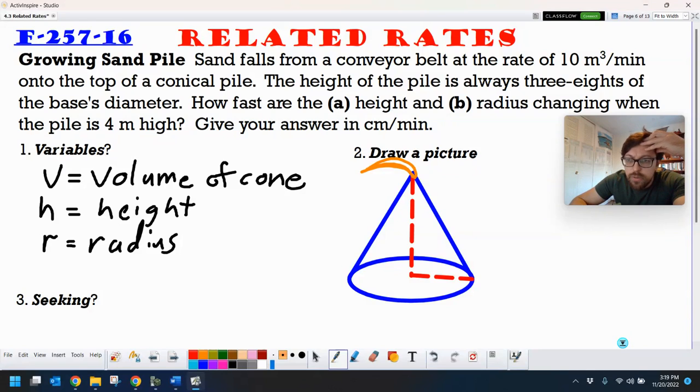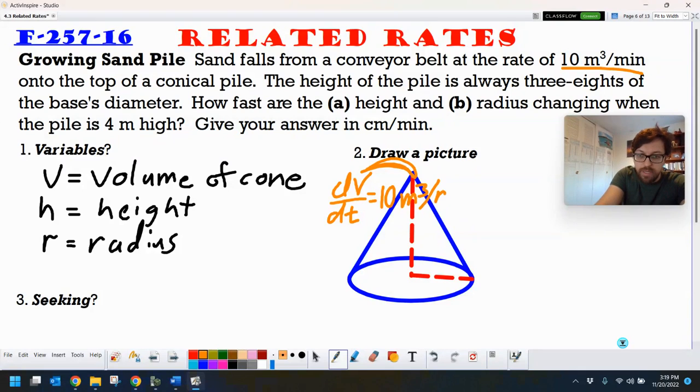Now we want to try to get the information from the problem into the diagram that I've made. So the first thing that I see is this, that we're adding on to this pile. So the change in my volume with respect to time is equaling 10 meters cubed per minute. We know our height is going to be chilling somewhere like here. We know our radius is going to be over there. And oh, they gave us one of these bits. The pile is going to be 4 meters high at some point.